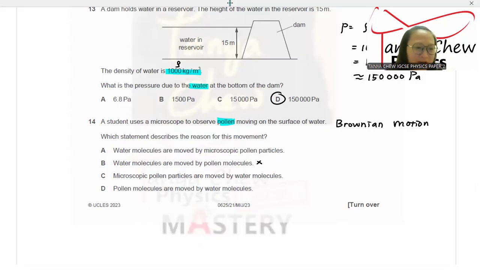No, no, no. That is not the answer because the water molecules are smaller. Smaller particles are moving the larger particles. That is why we can see from the microscope that pollen grains have weird movement, right? So microscopic. Why? Because it is very small. Pollen particles are moved by water molecules. C is the answer.